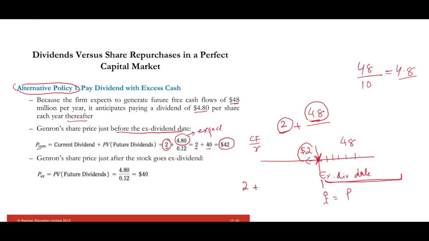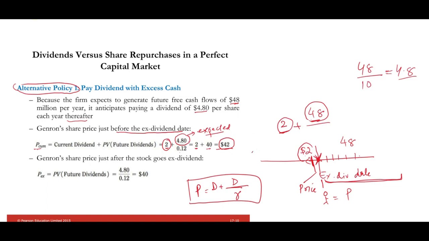This is the expected share price. So what's the formula for the share price? Price is equal to D divided by R. D is always an expected dividend, but if the company is paying the current dividend plus the expected dividend, that would be the price before the ex-dividend date. So the price is $2 plus 4.8 expected dividend, divided by the cost of equity, so it would be 42. The price would be 42.